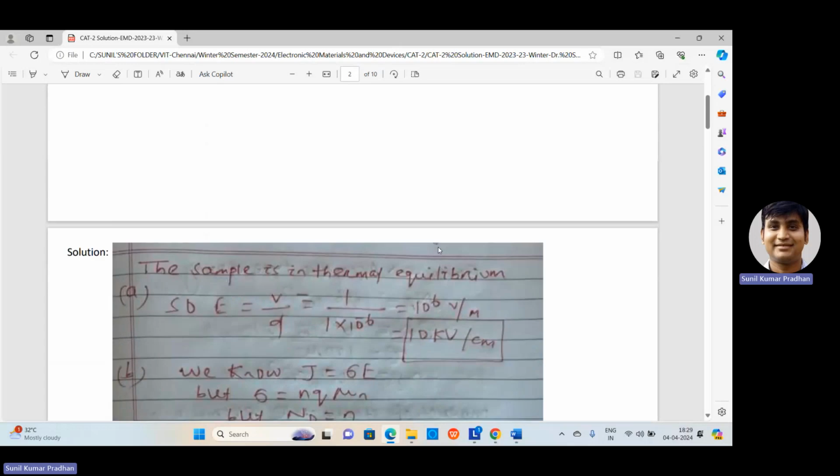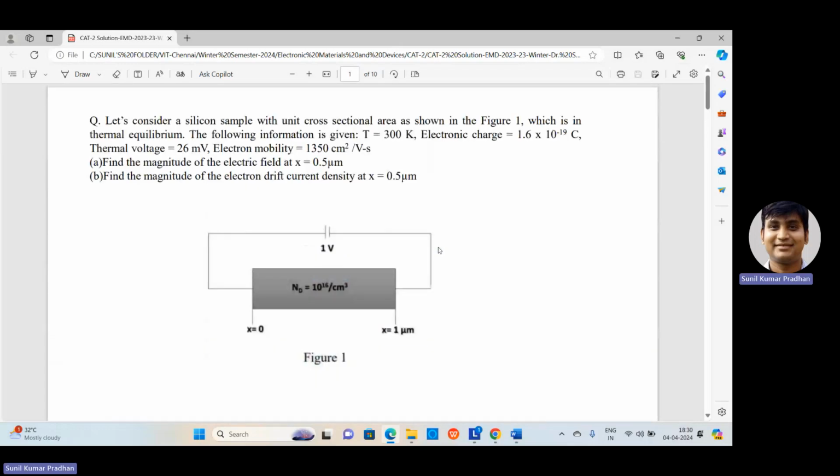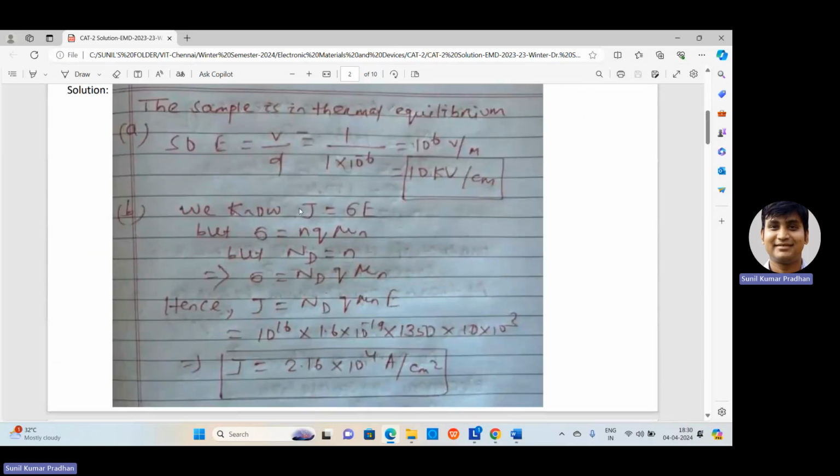Okay. Now, if we go to the next option, what is the magnitude of the electron drift current density at x equal to 0.5 micrometer? Here it is asking for the magnitude of the electron drift current density at x equal to 0.5 micrometer. So again, as the sample is in thermal equilibrium, we have to use the conventional current density, that is J equal to sigma E.